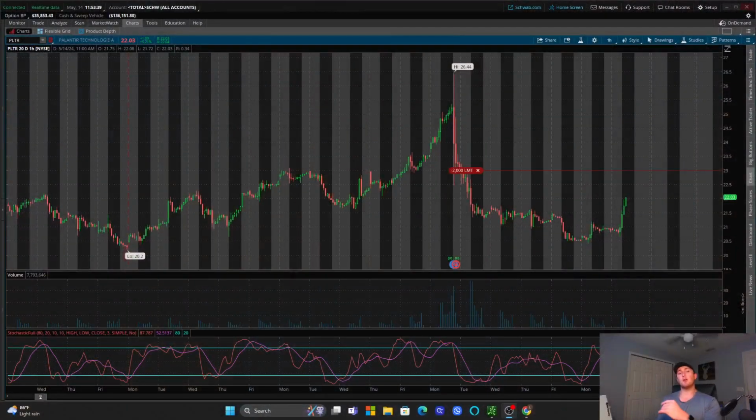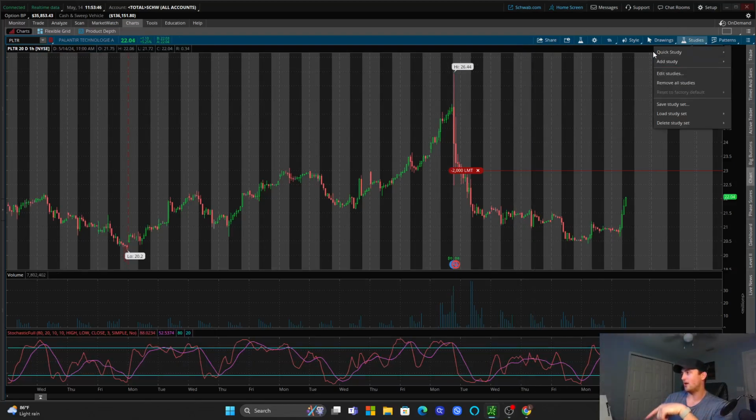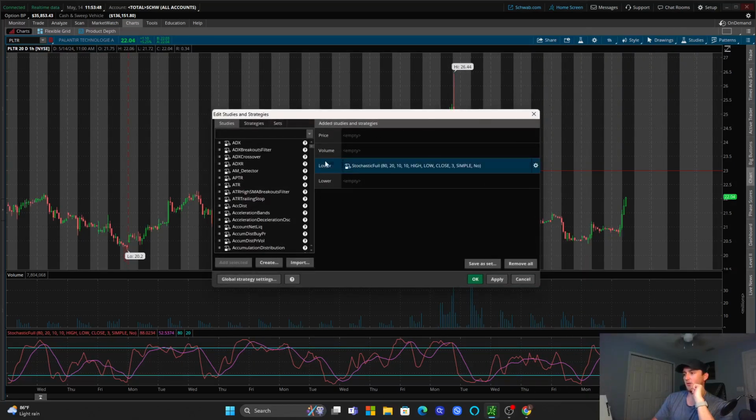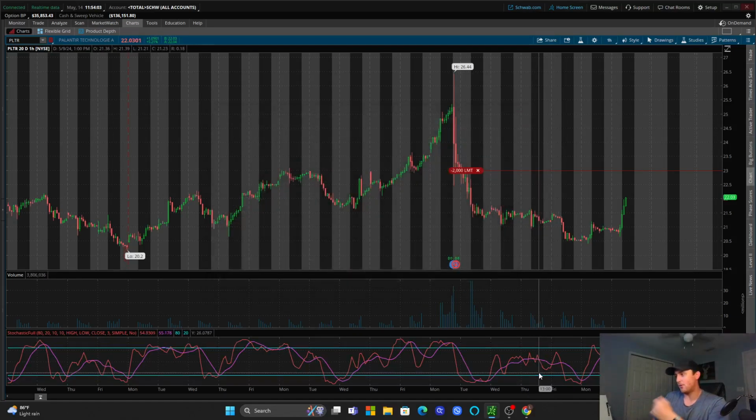Alright, so let's show you how to actually use this tool by going over to Thinkorswim right here. If you want to access this tool, we're going to go to Studies. I already have it pulled up right here. We're going to go to Edit Studies, and we're going to type in Stochastic Full, which is this one right here. I already double clicked to get this one, and then we're going to go ahead and apply that, and you'll see it pulled up here.